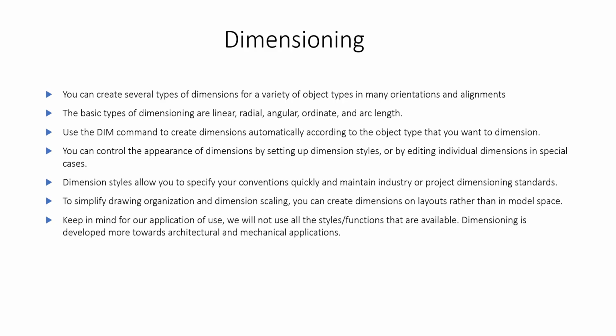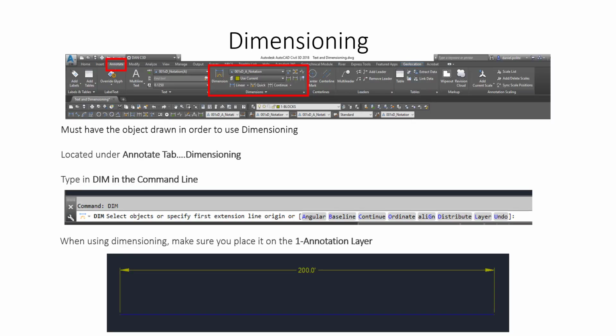All right, so we'll go over dimensioning now. You can create several types of dimensions for a variety of object types in many orientations and alignments. You can use the dim command to create dimensions automatically according to the object type that you want to dimension. You can control the appearance of it. So we'll just go a little bit over that on the toolbar. Under the Annotate, you'll see the dimensioning right next to the text up top.